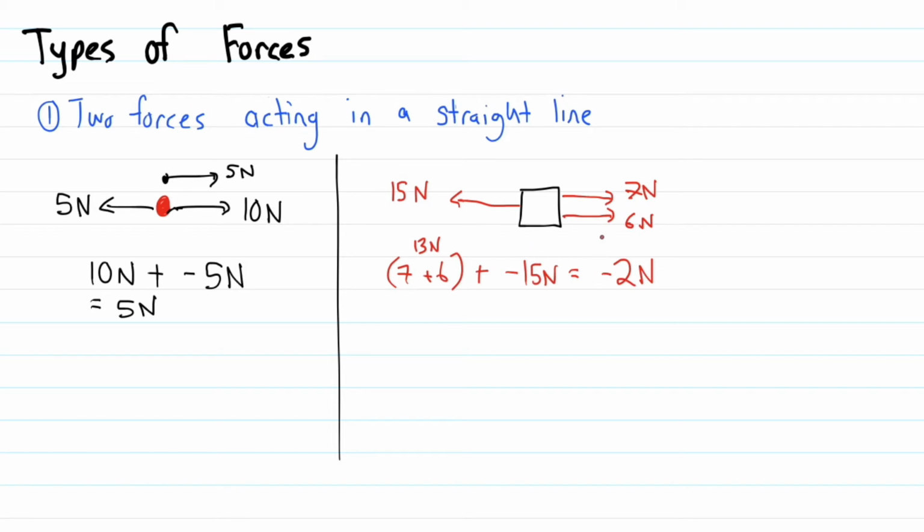The minus here indicates that it is moving backwards, and it's moving backwards with a resultant force of 2 Newton. So whenever you see a minus or a positive, it just indicates the direction. A positive would indicate it's going forward, a negative would indicate that it's going backwards.